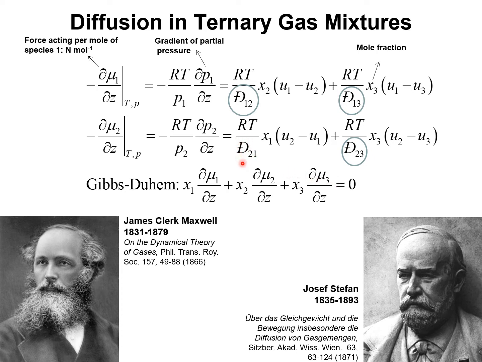The term here, d21, equals d12 because of the Onsager reciprocal relations, and therefore there are only three independent diffusivities describing ternary gas diffusion.